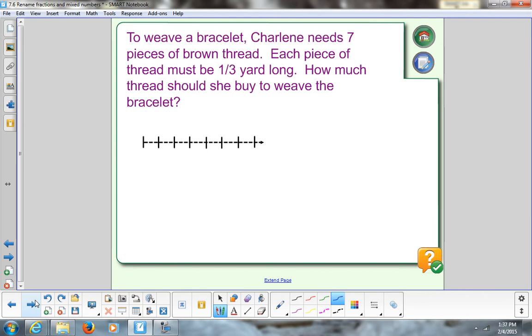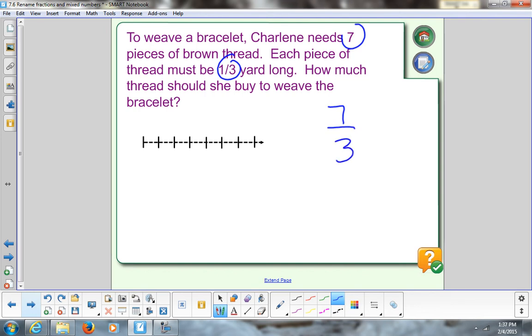Okay, what do you think? Bailey? You have to model 7 thirds? Okay, why 7/3 though? It's in the book. I know it's in the book, but if it wasn't in the book and told you 7/3, how could you figure that out, Damien? She needs 7 pieces of brown thread, and they have to be 1/3 yard long. So I need 7 pieces of thirds.